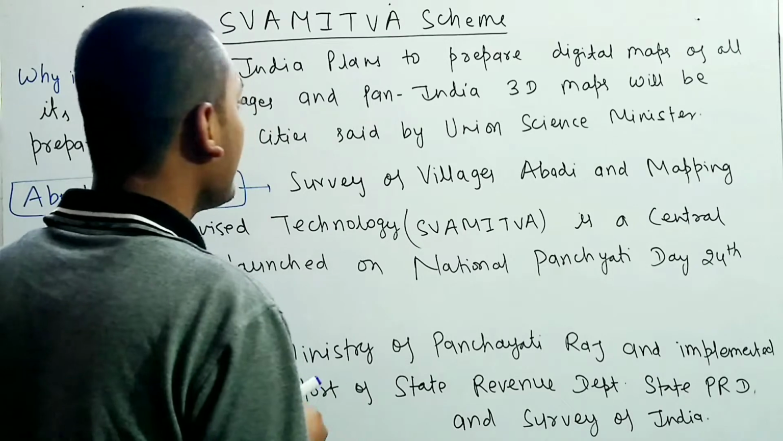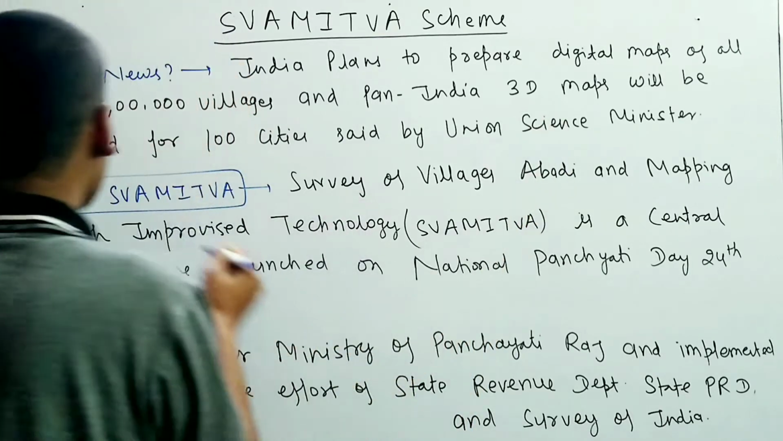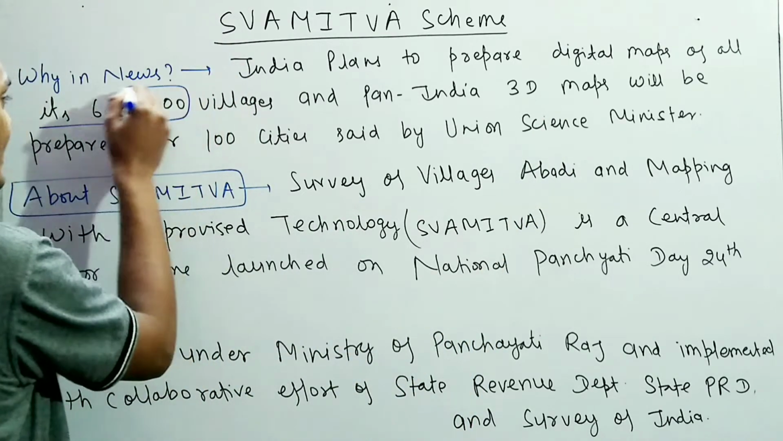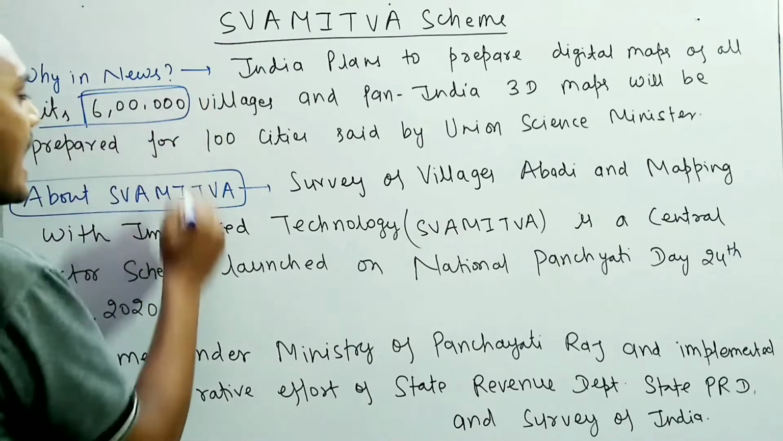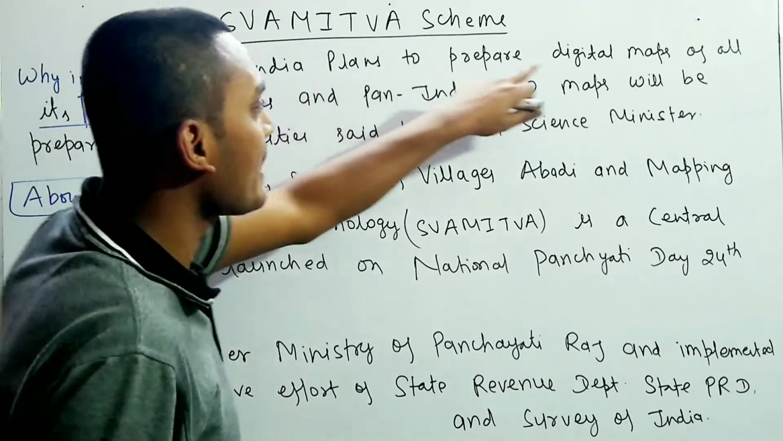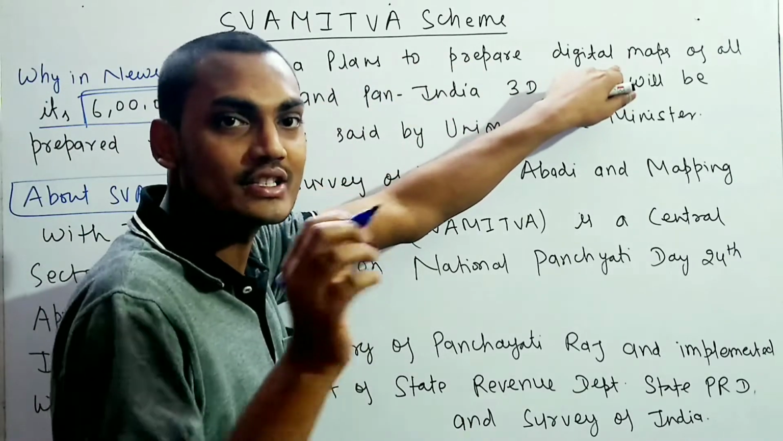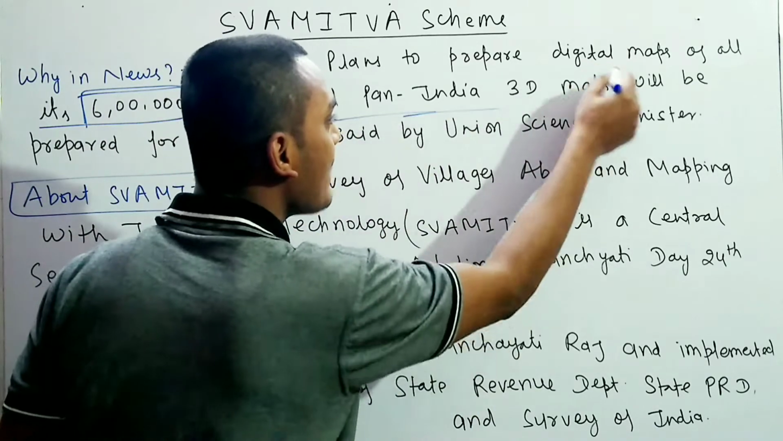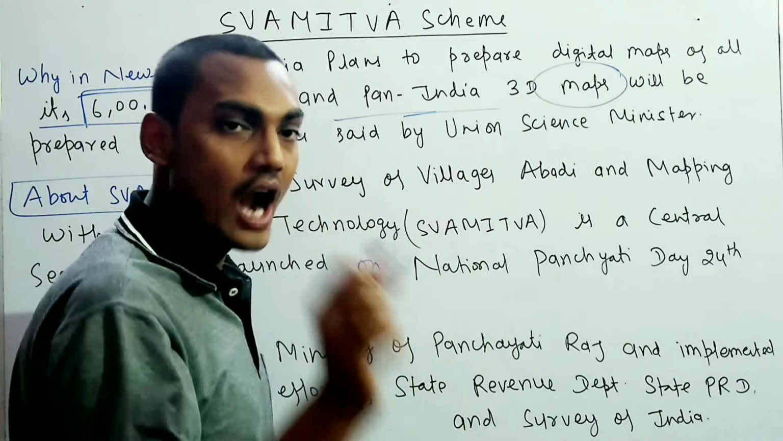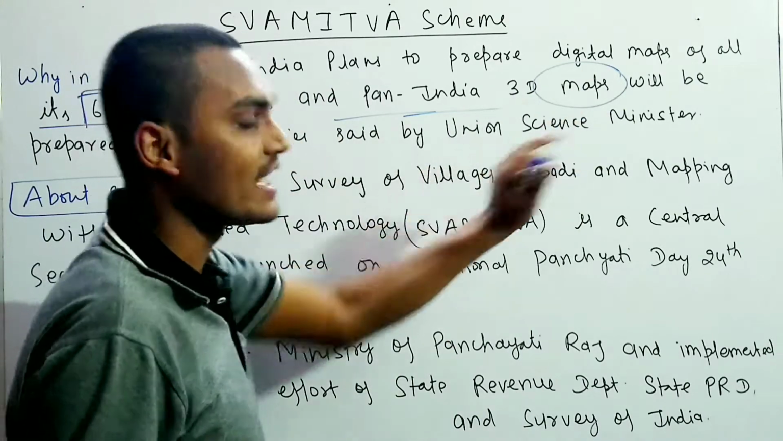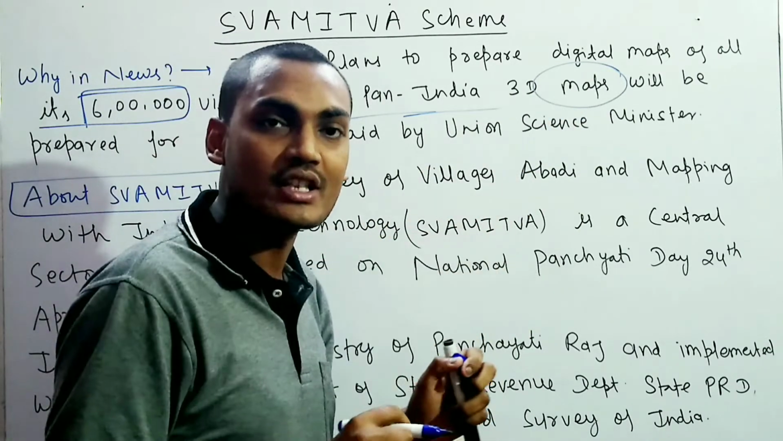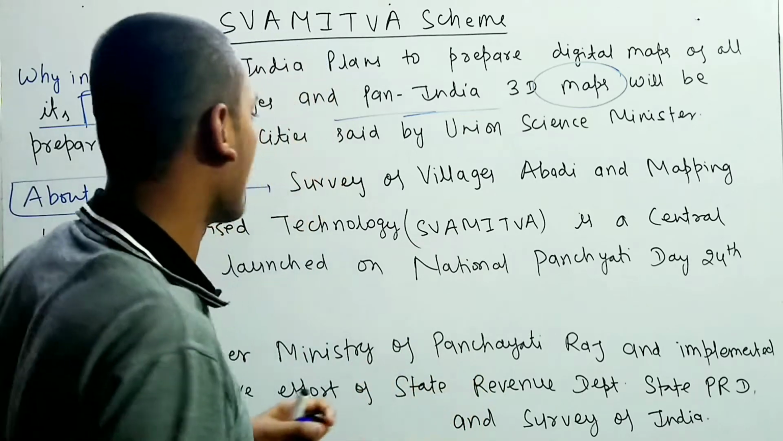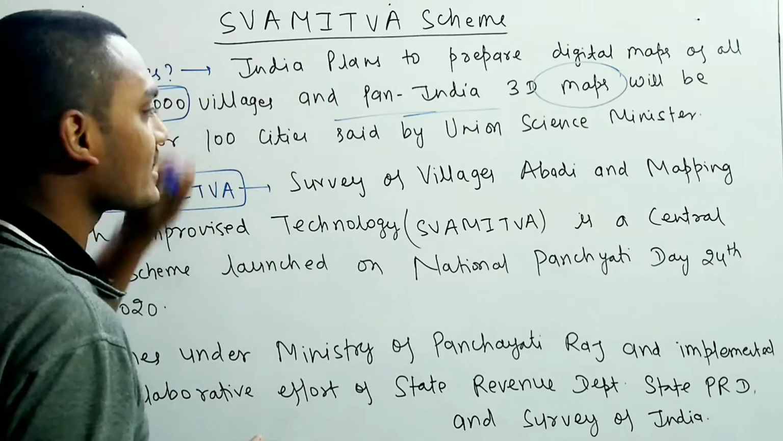Remember that India plans to prepare digital maps of all its villages, around 6 lakh villages in India. And a pan-India 3D map will be prepared for 100 cities, as said by the Union Science Minister on the geospatial occasion. So that's why this SVAMITVA scheme is in the news.